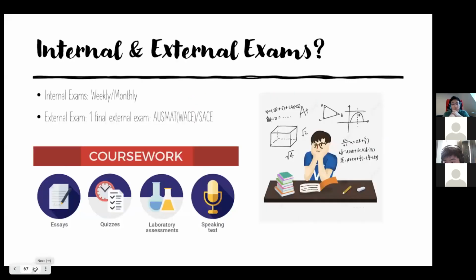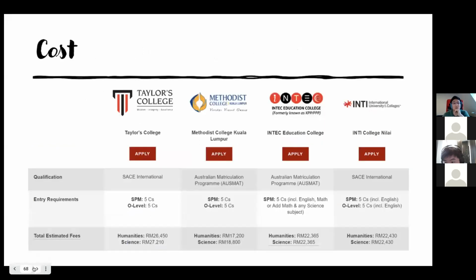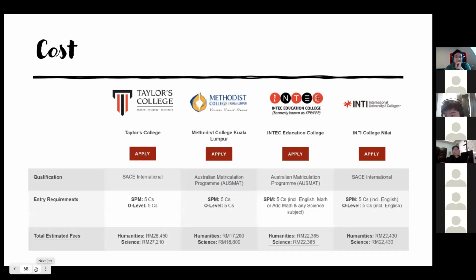It's just that our final exam is only 30% of the entire grade. So not a big impact, but yeah, same idea. Cool. And how much does it cost to study SACE? Ooh, cheaper than A levels apparently. As you can see in the estimated fees down below, you can see how much Taylor's, MCKL, and INTI offer.